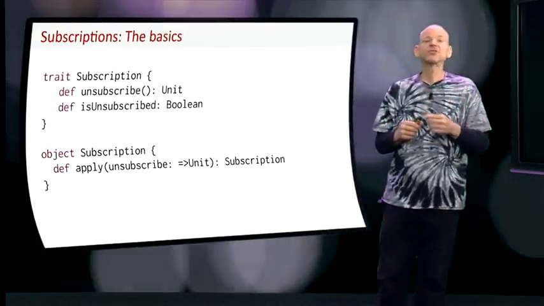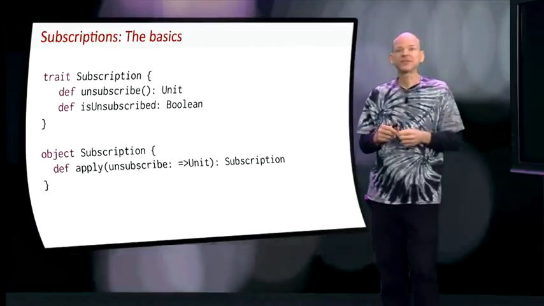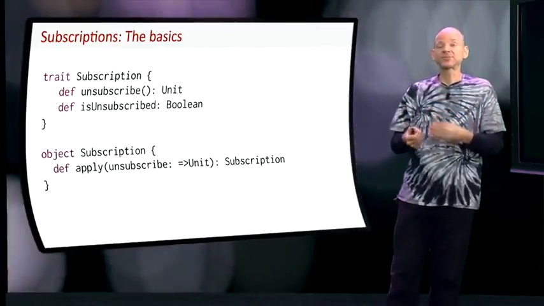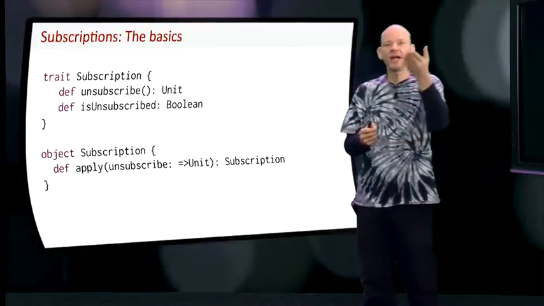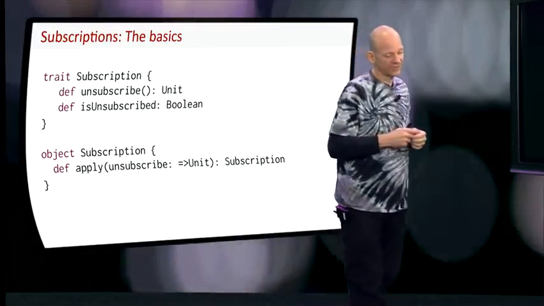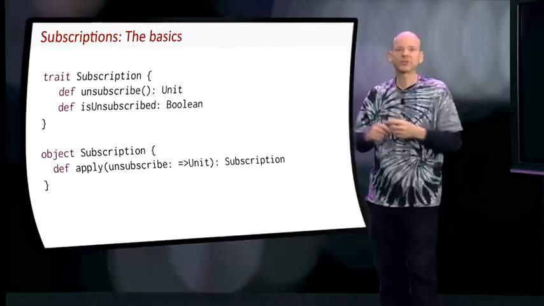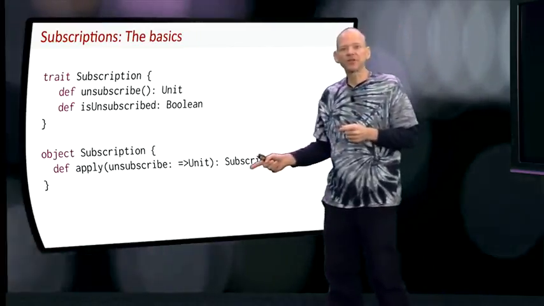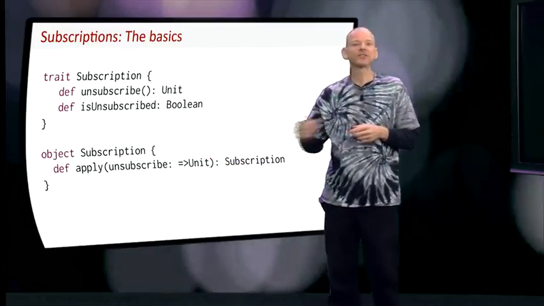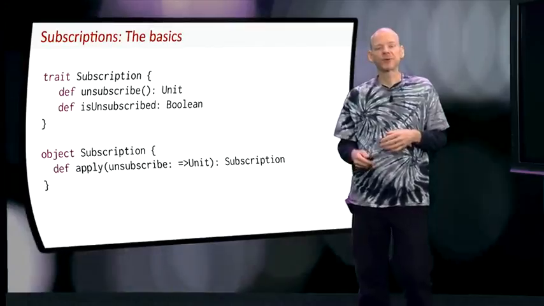Okay, let's now zoom in on our subscription type. A subscription has two methods. There's isUnsubscribed, which you can use to check whether the subscription has been unsubscribed. And then there's a side-effecting function, unsubscribe, that removes the observer that corresponds to this subscription. There's also a constructor for a subscription, so you can give it a nullary function that returns unit, that just does a side effect, and you get back a subscription.